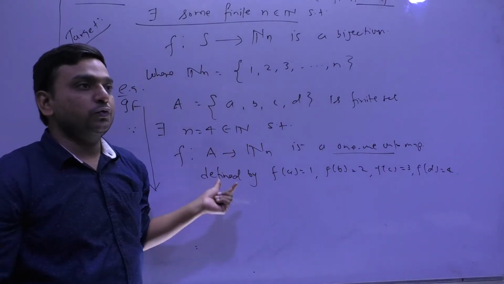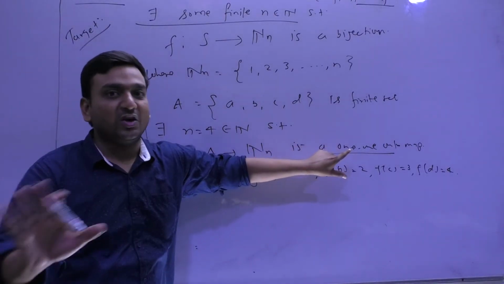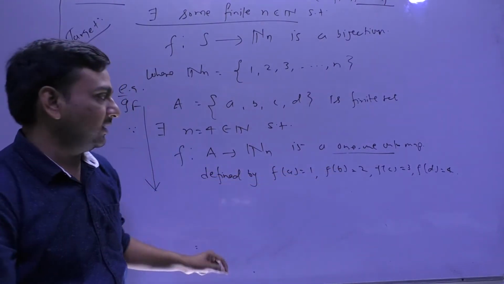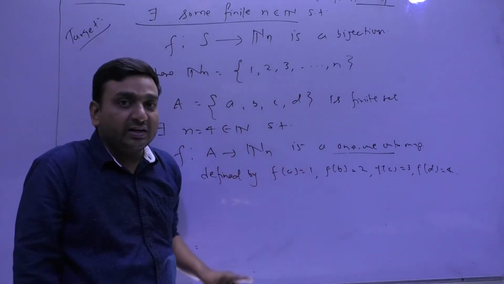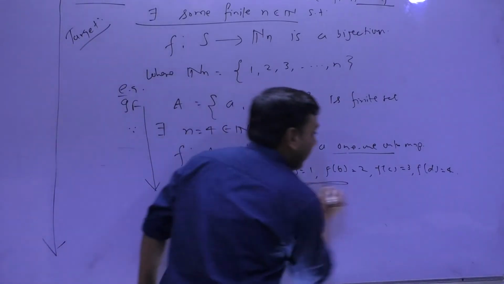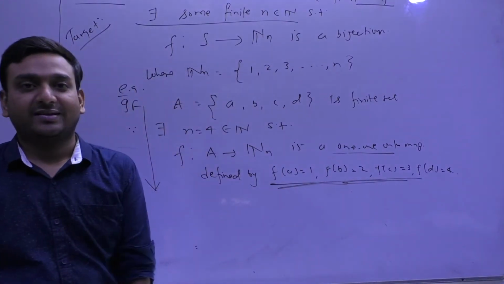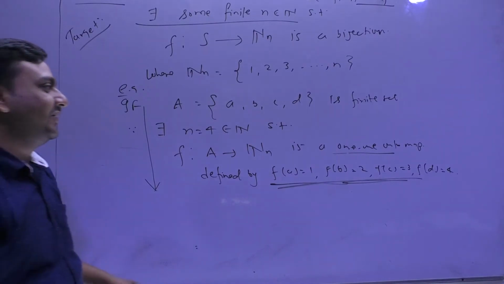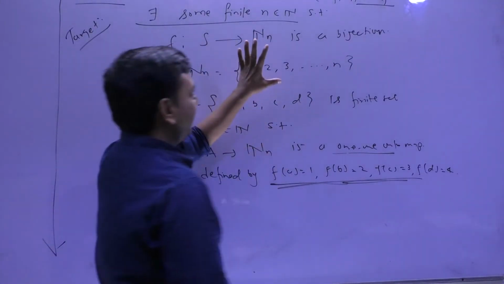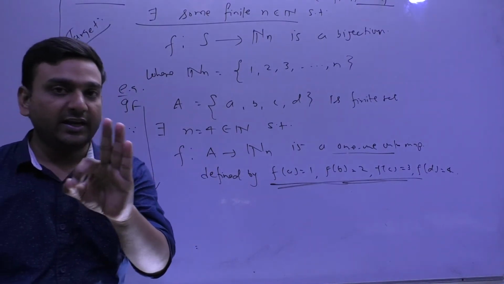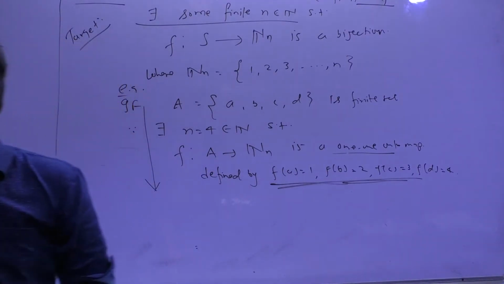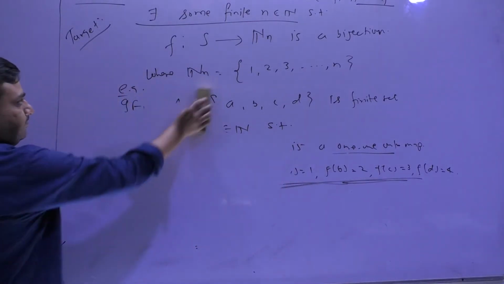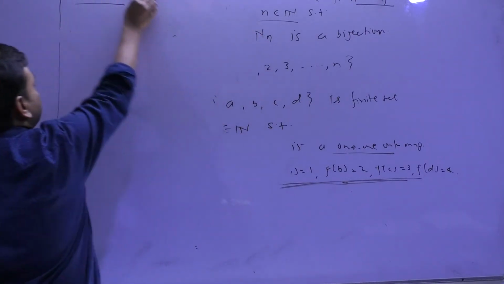People say showing one-one onto is a task. No. I told you in the group theory part, showing that a map is one-one onto is not the task. Finding such a map is the task. Am I clear or not? If not clear, then rewind the video. So is the definition of a finite set okay? Any doubt? Okay. Now I am going to start countable sets. What is a countable set?